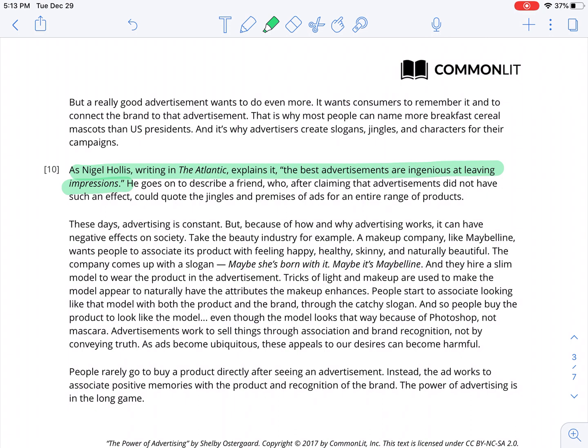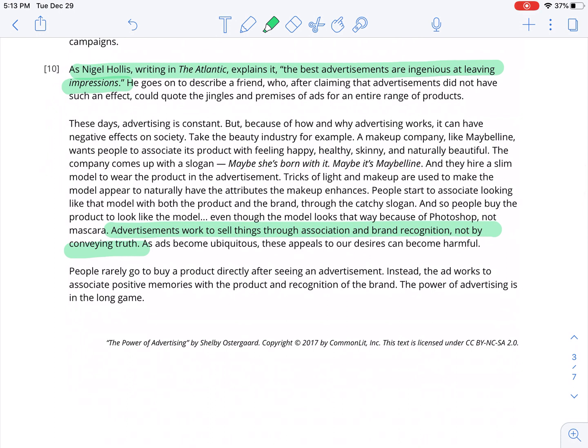Advertisements work to sell things through association and brand recognition, not by conveying the truth. As ads become ubiquitous, or everywhere, these appeals to our desires can become harmful. People rarely go to a product directly after seeing an advertisement. Instead, the ad works to associate positive memories with the product and the recognition of the brand. The power of advertising is in the long game.